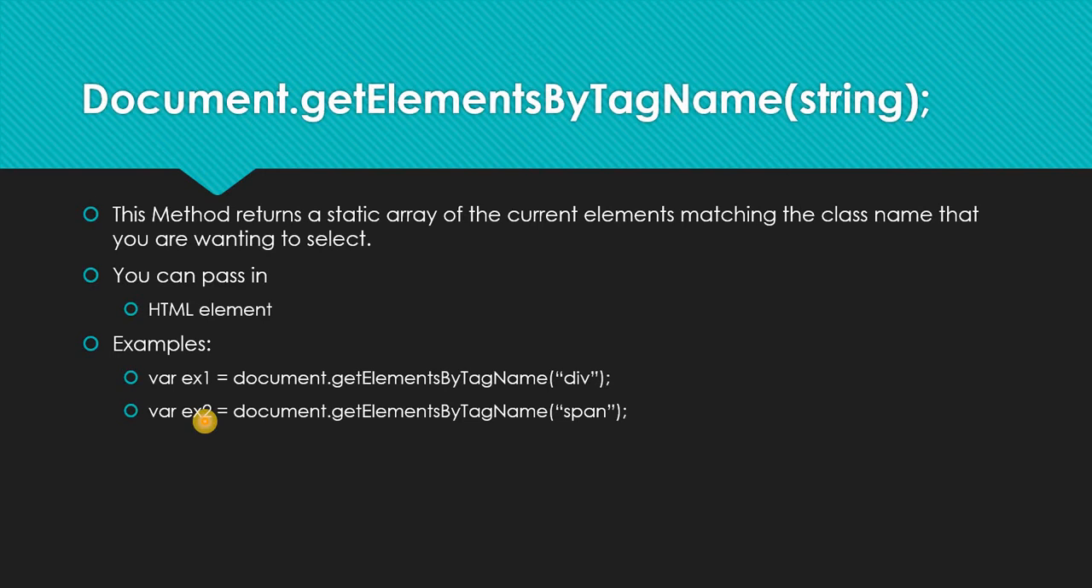Get elements by tag name. You can pass in an HTML element. So this is going to refer to headings, paragraphs, divs, spans, images, and so forth. All of those elements are actual HTML elements. You can use this method to help you find those parts.